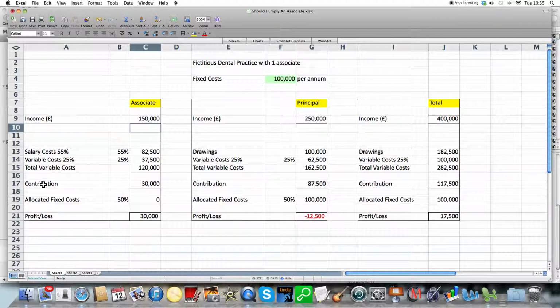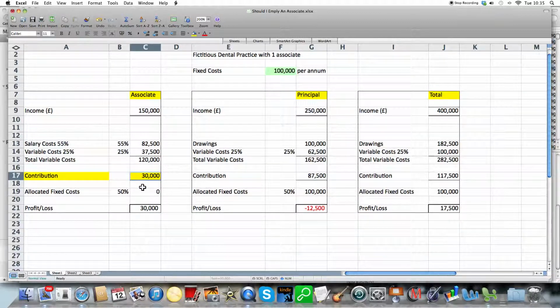What you need to understand here is, if you can get an accurate figure here, and as long as this figure here is a positive figure, he is making £30,000 of a contribution to your fixed costs of £100,000. So you have got to employ this guy. Simple as that. In theory, if that figure is £1, that's better than not employing him. So you need to understand the concept of contribution.